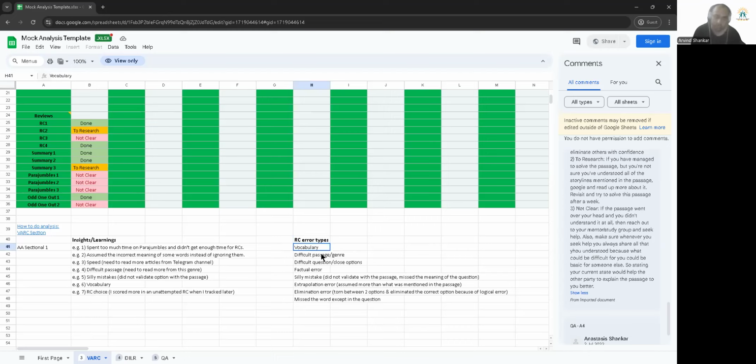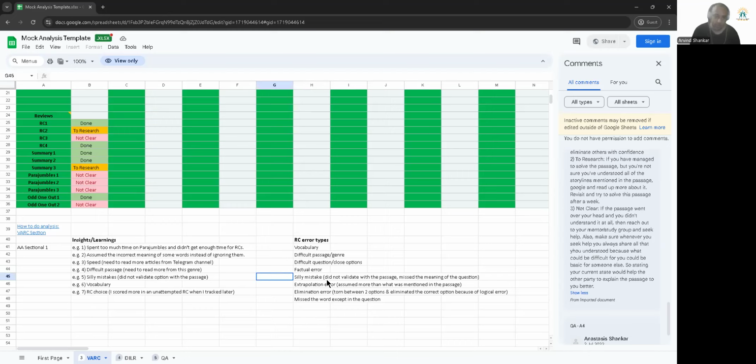Vocabulary, my word meaning was off. It was a passage that was insanely difficult. I need to read more about it. It was a difficult question. The options were very close. It was a factual error. The passage said, Ram went to the market and he was followed by Shyam, who came just after Ravi. Something like this. And we said, "Ram के बाद तो श्याम आया." नहीं, राम के बाद रवि आया है, जिसके बाद श्याम आया है, या श्याम से पहले 2 लोग तो आए ही. So it was a factual error in reading, in orienting myself.